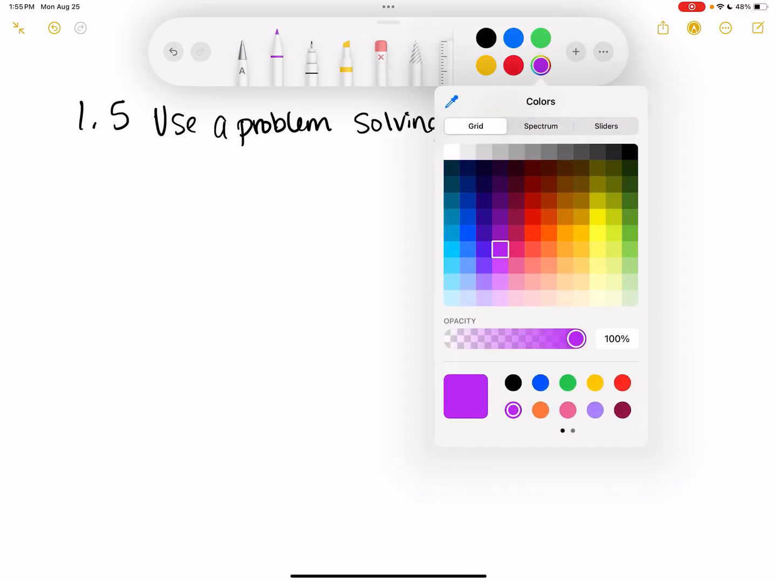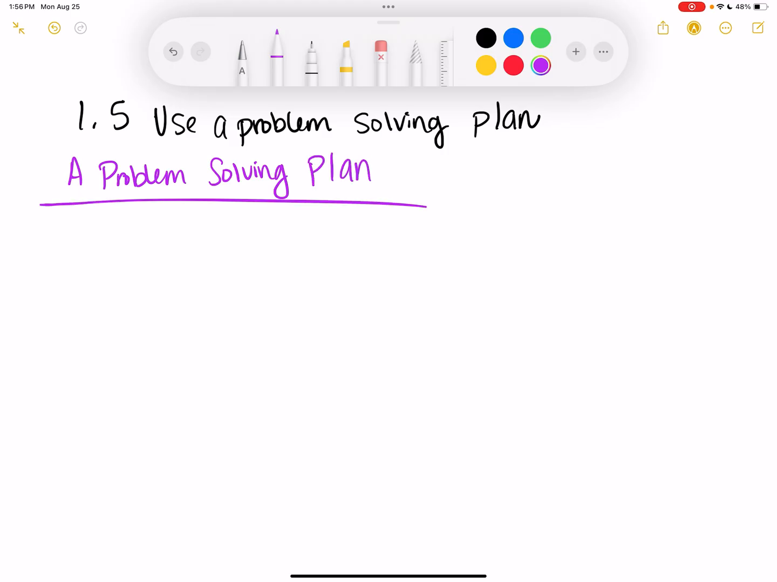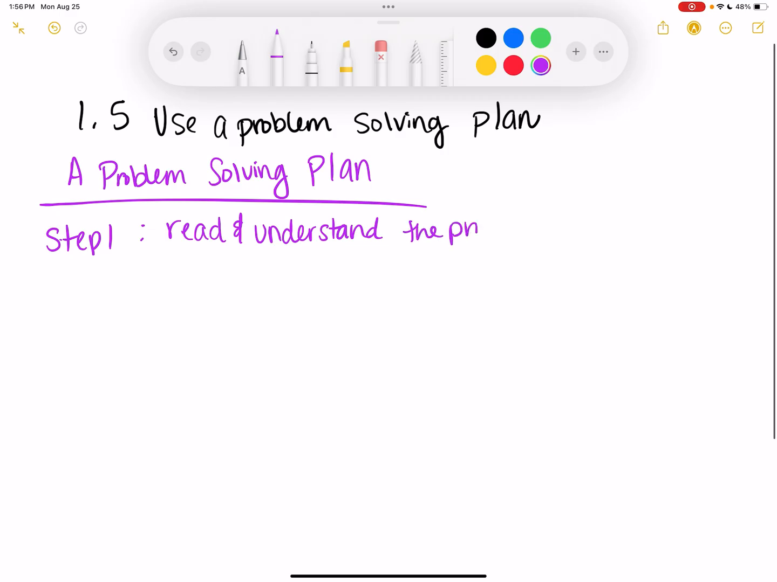All right. So a problem-solving plan. The first thing that we want to do is to create a problem-solving plan for when we're going to have to solve problems. So the first step is to read and understand the problem. We can't know what we have to do until we actually read it, right? Then step 2 is to make a plan to solve the problem.